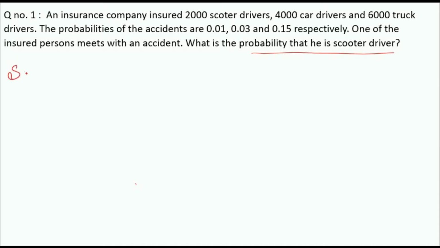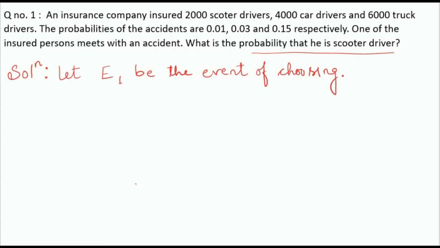Whenever you read a problem, see what is to find. What is the probability that he is a scooter driver? So you need to find the probability of a scooter driver. Let us define that. Let E1 be the event of choosing a scooter driver. Okay, choosing scooter driver. So I have defined this event, but I have car drivers also, truck drivers also.